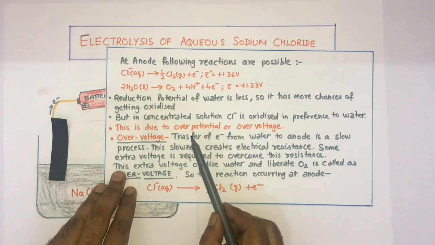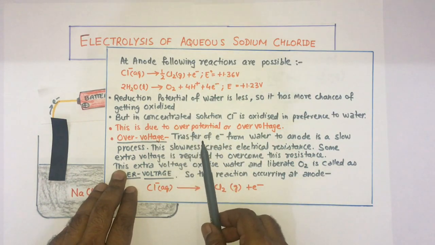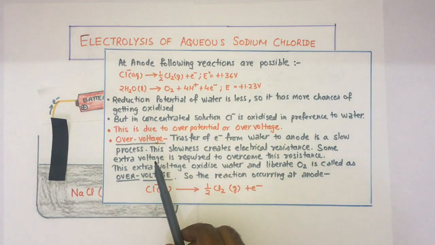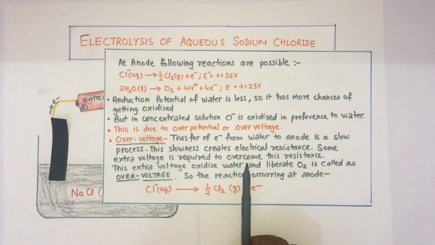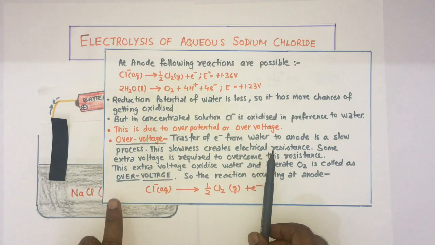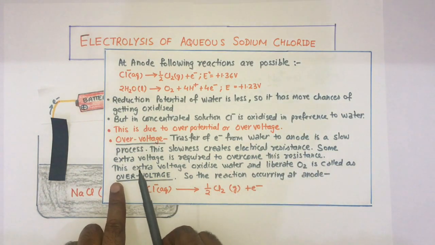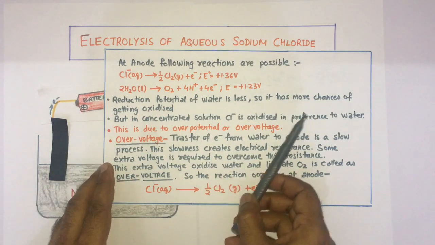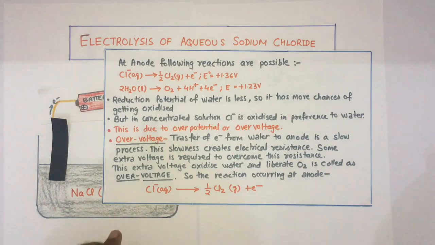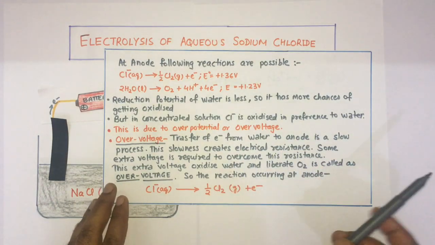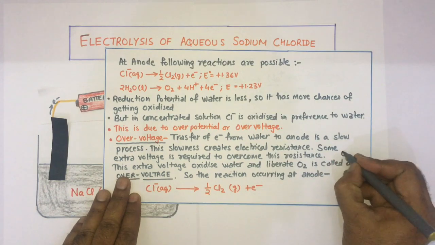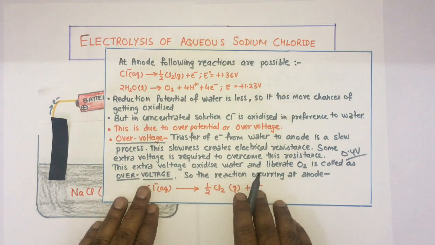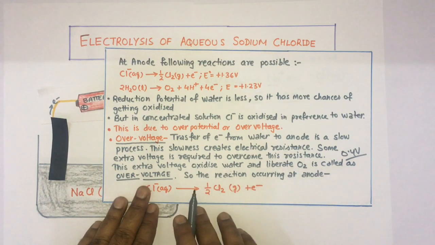Now what is overpotential or overvoltage? The transfer of electron from water to the anode is a very slow process. It is kinetically a very slow process, and this slowness creates electrical resistance at the surface of the electrode. Some extra voltage is required to overcome the resistance, that is about 0.4 volt. This extra voltage oxidizes water to liberate O2, and it is called overvoltage.